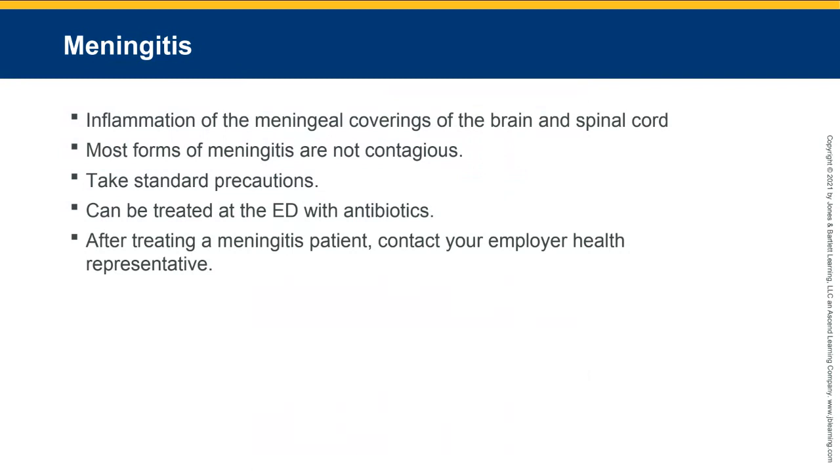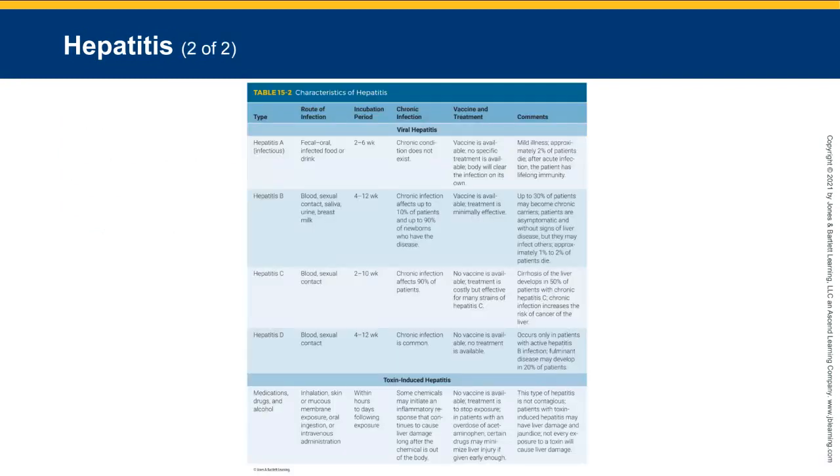Hold on. Can barely see this chart on my end, but it's an important chart to look at. It outlines the various hepatitis viruses. Hepatitis C is common in persons who abuse drugs using syringes, and it can cause cirrhosis of the liver.